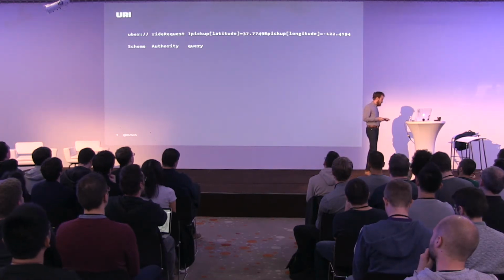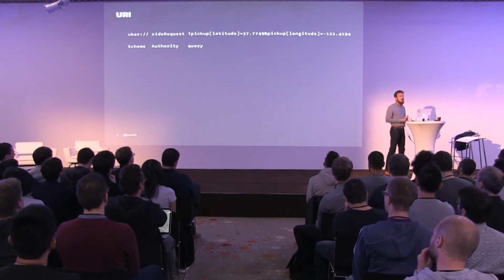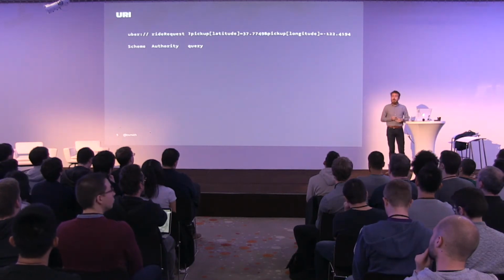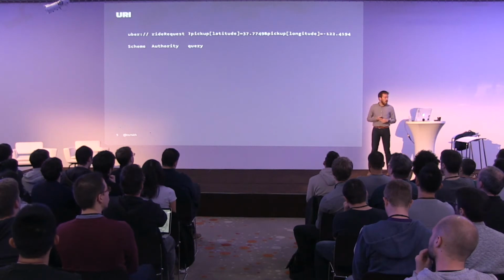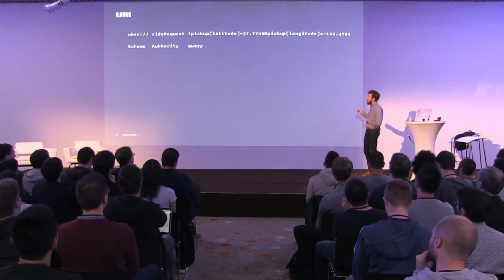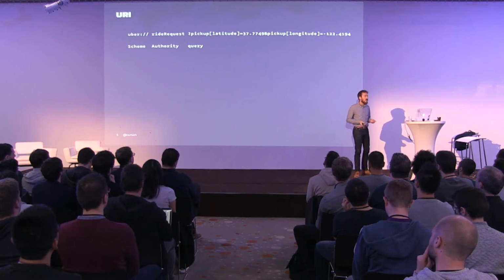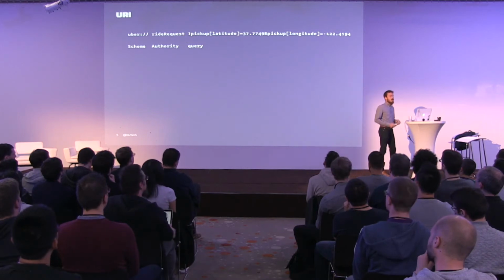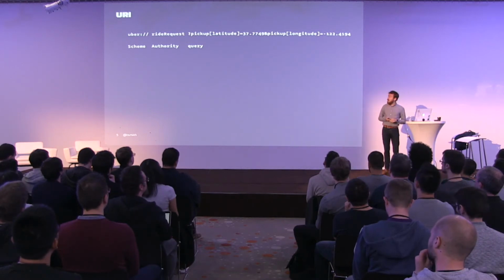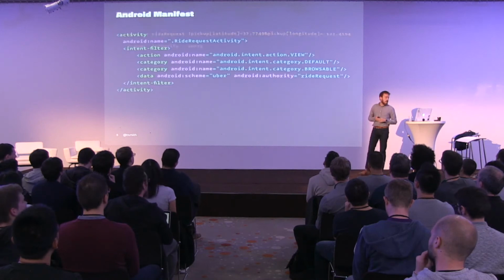Now, we define it this way because there could be many other deep links that the app can handle as well. And then lastly, the query parameters or path would be the extra information that you need to parse out to describe the functionality that you want to do. In this case, we're indicating a pickup location.